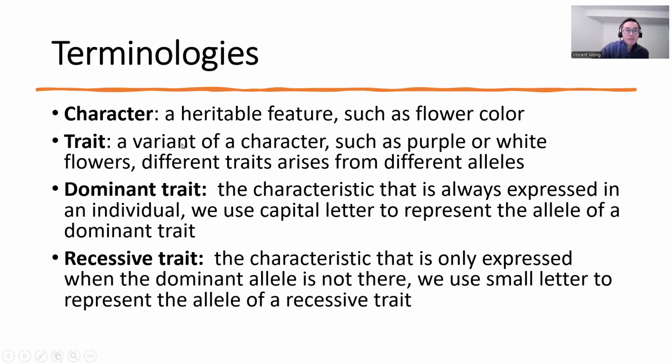A trait is a variant of a character. So if we're talking about flower color, then the trait would be purple or white. A character is basically something that has a genetic basis. It's encoded by a gene, but that gene, as we saw earlier, can have different versions, different alleles. And these different alleles create various traits for a character. So eye color is a character. Different eye colors would be different traits for that character.